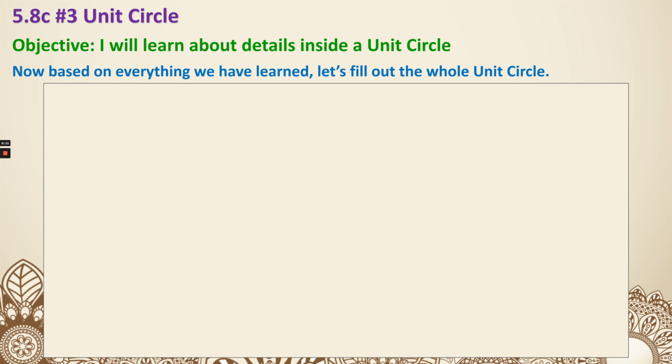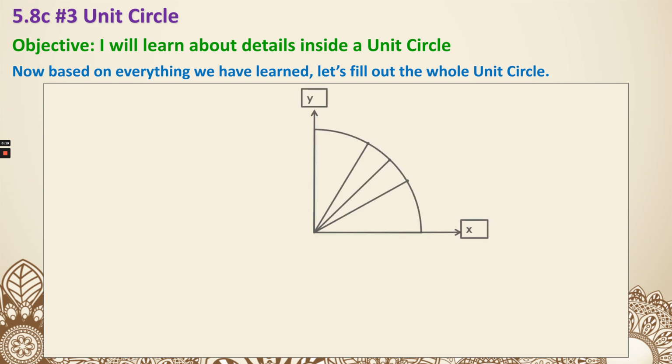In the last two lessons, we have learned about 45-45-90 and 30-60-90 triangles inside the unit circle. And now, after we have learned both lessons, we are going to try to generate a whole unit circle using those special triangles. Okay, here's the first quadrant. The angles that we are working with would be 0 degrees, 30 degrees, 45 degrees, 60 degrees, and 90 degrees.